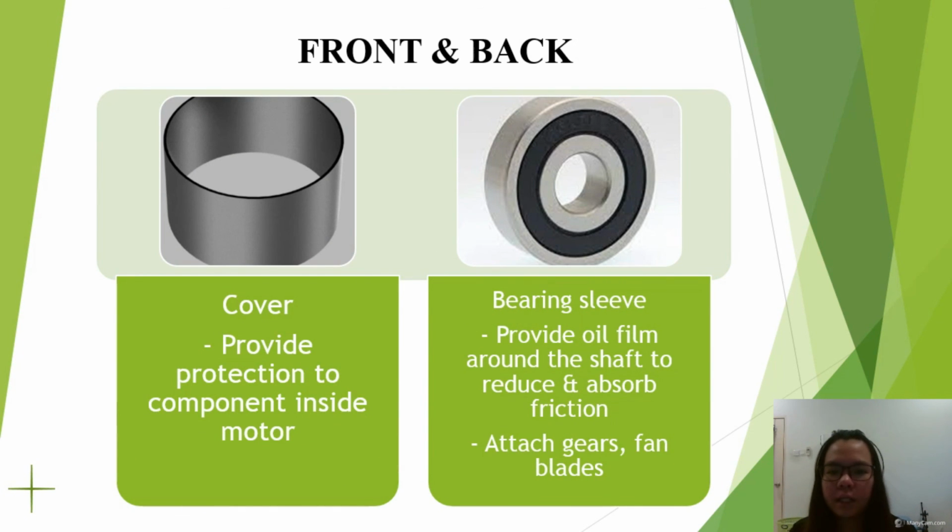We have the motor can and the bearing sleeve. The motor can functions to provide protection to the components inside the motor. The bearing sleeve can provide an oil film around the shaft to reduce and absorb friction. And we can also attach components like gears and fan blades on the bearing sleeve.